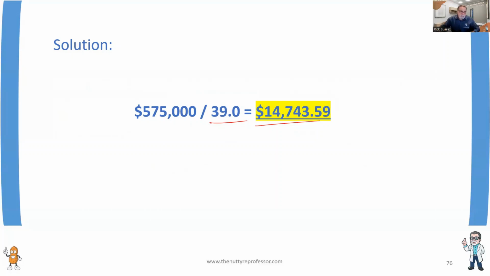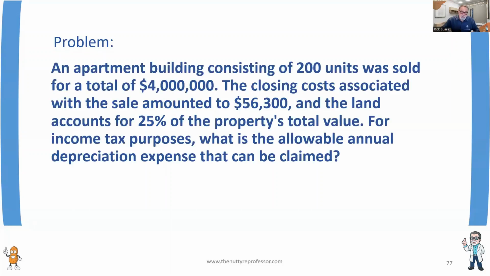Now, do note that in the answers, they'll have the residential one in case you mix this one with 27.5 or the other one with 39.0. That answer will be looking at you as well. Now, this is a little bit more of a complex problem. This is more of the style of problem that you may get. Let's go through it. It says an apartment building that consists of 200 units. I don't need this. I just need numbers, right? Units was sold for a total of $4 million. The closing costs associated with the sale amounted to $56,300.